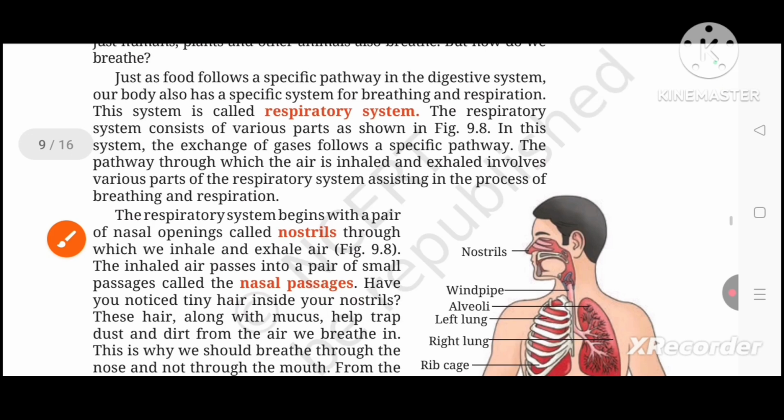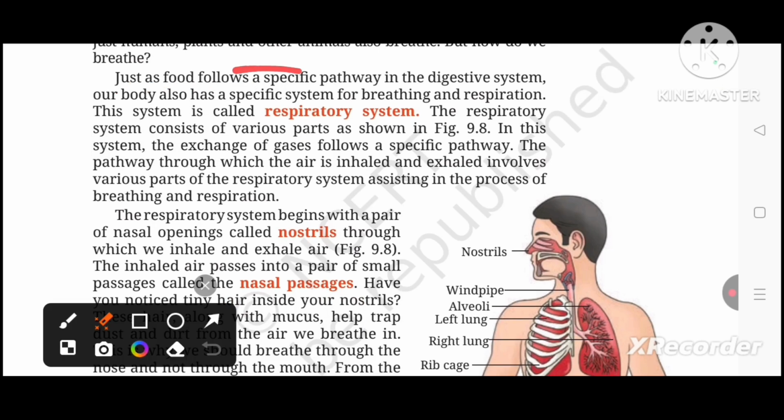Just as food follows a specific pathway in the digestive system, our body also has a specific system for breathing and respiration. This system is called the respiratory system. The respiratory system consists of various parts as shown in figure 9.8. The exchange of gases follows a specific pathway. The pathway through which air is inhaled and exhaled involves various parts of the respiratory system.